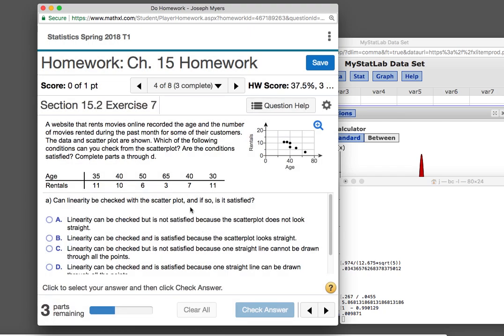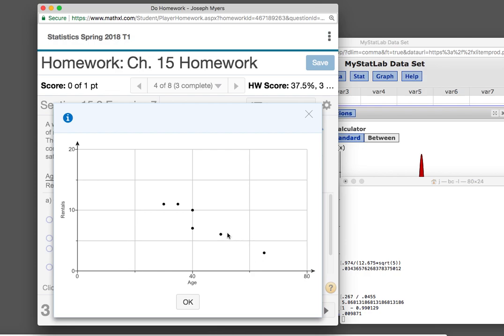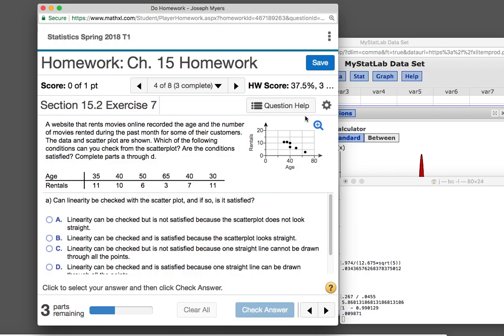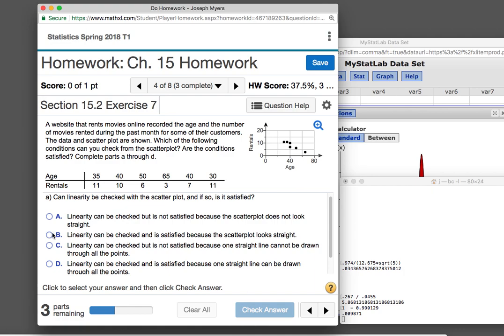Okay, so now a website that rents movies has this scatter plot. That plot looks fairly straight. So, can linearity be checked with a scatter plot? And I would say yes. And it looks straight, so it can be checked, and it's satisfied because it looks straight.